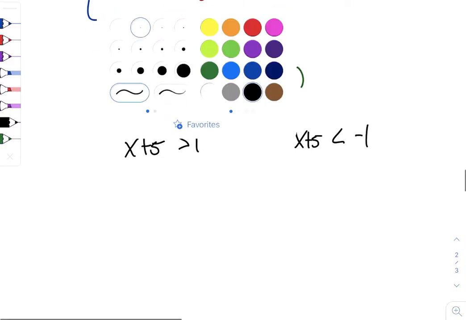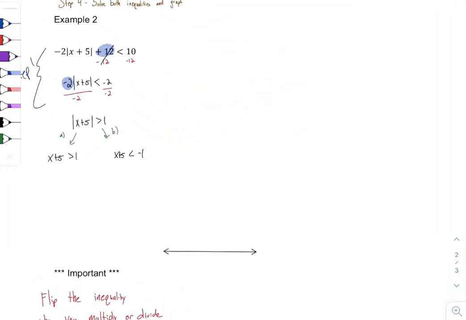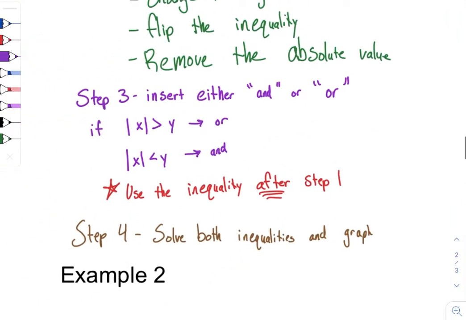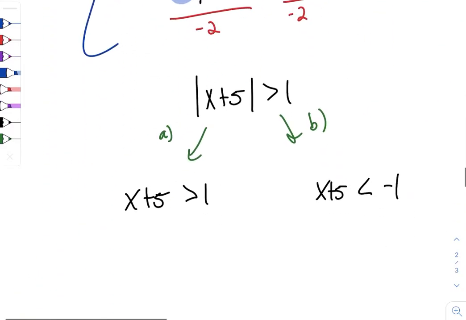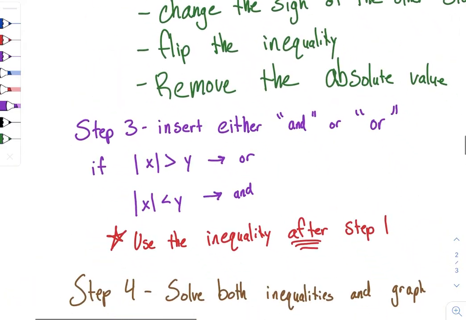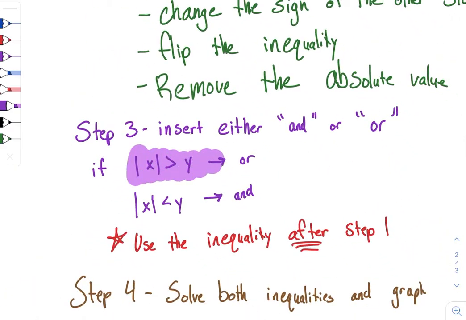All right, so once we are done with that, what we need to do is insert either an and or an or. And this happens after step 1. So we want to look right here when we do this. And we want to decide what it's going to be. So if the absolute value in this case is greater than the other side, then it's an or problem. Now, if greater than less than screws you up, you could always do it this way. If the big side is facing the absolute value, it's an or. If the small side is facing the absolute value, it's an and.